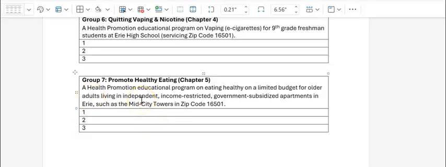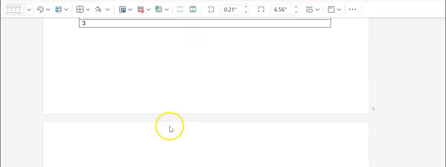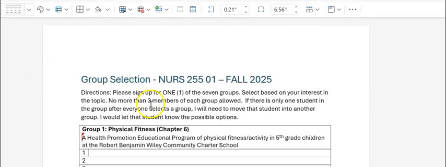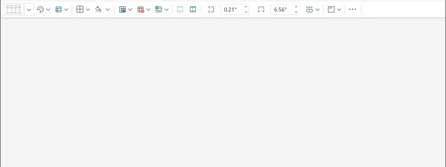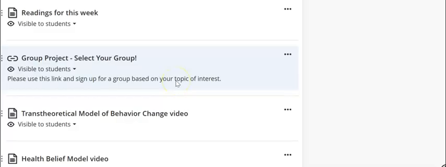so they're not in skilled nursing facilities. They're not in a nursing home. They're living independently, but they're living in apartments that are government subsidized, so you know they have limited income. And I gave one example, such as the Mid-City Towers. So please sign up for one of these groups, and you're going to need to do that.